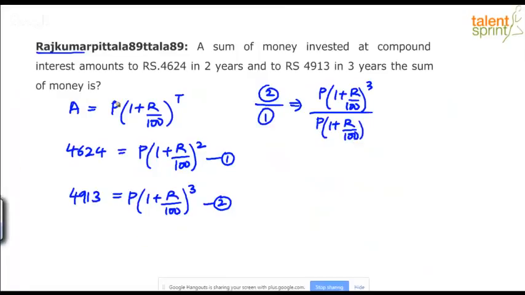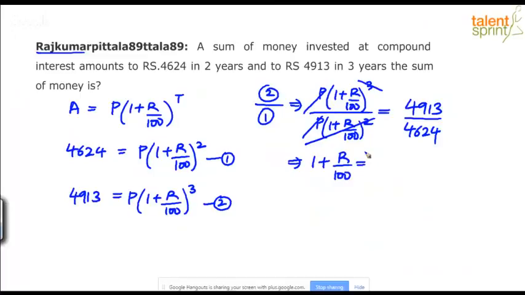You will not write all these steps if you know the solution already. Don't tell me why are you writing. I am writing for your understanding. 4913 divided by 4624. So P gets cancelled, and (1 plus R by 100) whole square gets cancelled here. So we can say 1 plus R by 100 equals this one. Now try to split this. Actually, this can be taken as 1 plus 4913 by 4624, right? So 4624 plus 300 minus 11, 289. So we can say R by 100 equals 289 by 4624.